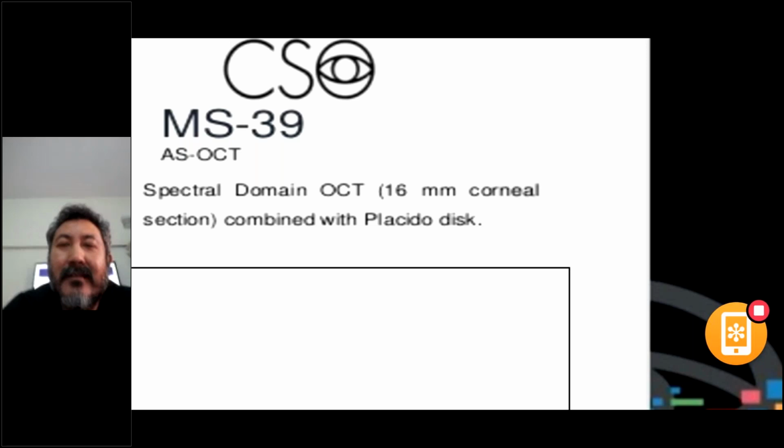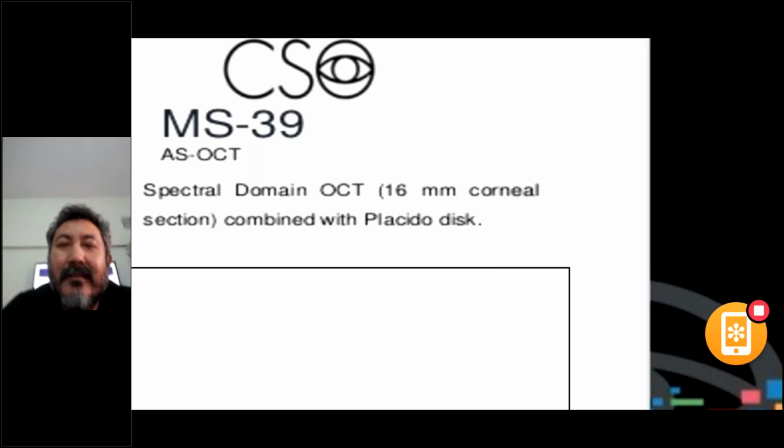So that will be your OCT. If you have an opto view, the anterior segment OCT, then you can combine the Scheimpflug and the OCT. It's two scanners.